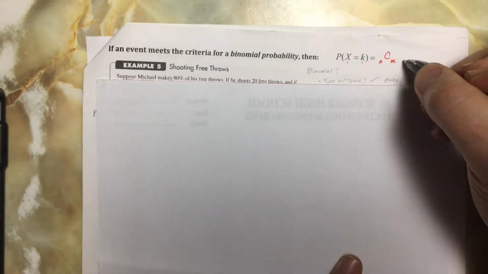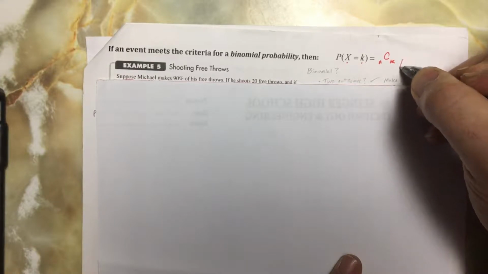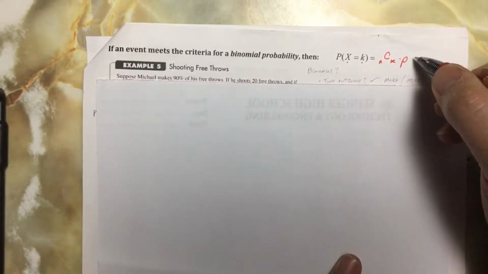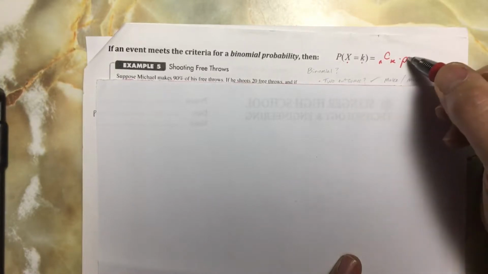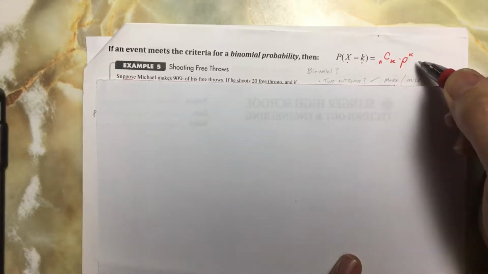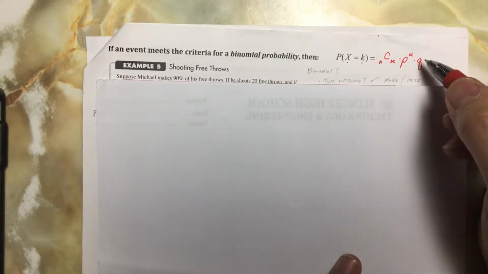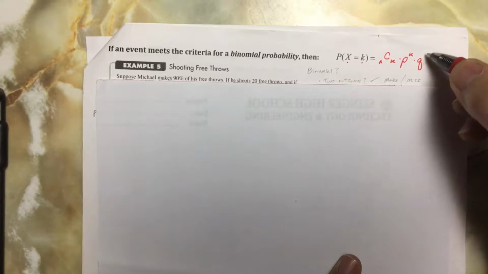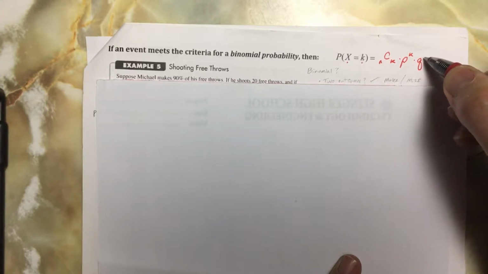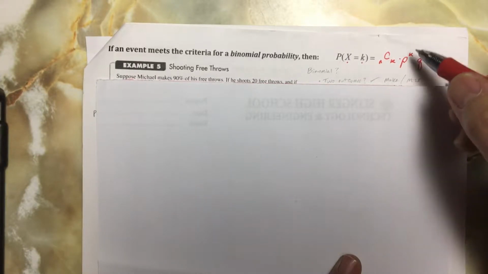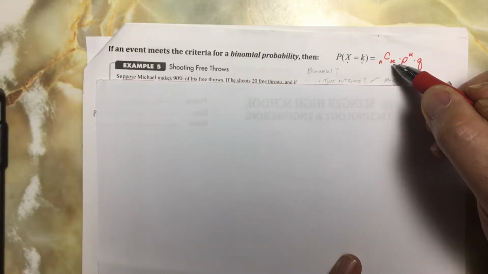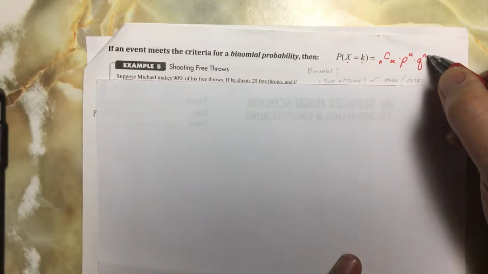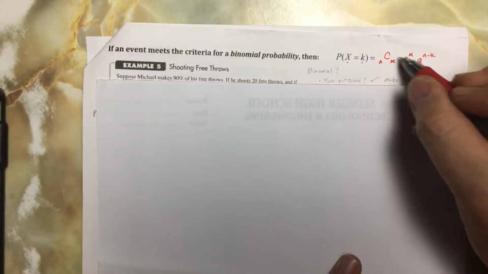N choose k, and then we multiply that by the probability of success, which we call p, taken to how many successes you have. We're saying we're going to have k successes, so that's p to the k. And then we multiply that by the probability of failing, which is 1 minus p, taken to the number of times that we're going to fail. Out of n trials, if we succeed k times, we fail the other times, which would be n minus k. So that's the formula that we've been using.